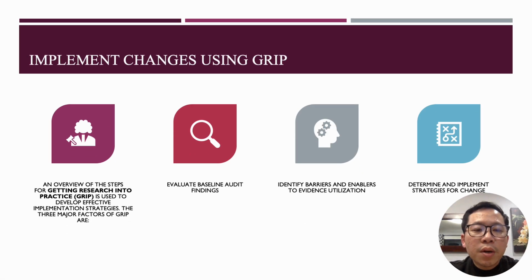Implementing change using CRIP: an overview of the steps for getting research into practice is used to develop an effective implementation strategy. The three major factors of CRIP are: evaluate the baseline audit findings, identify the barriers and enable evidence utilization, and determine and implement strategies for change.